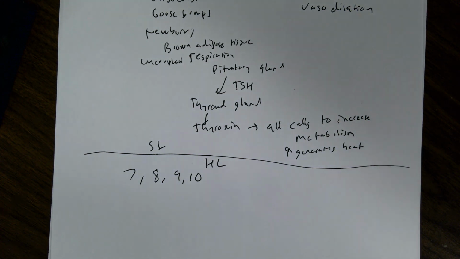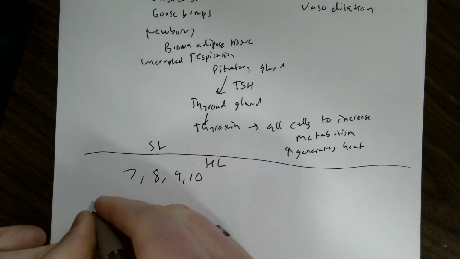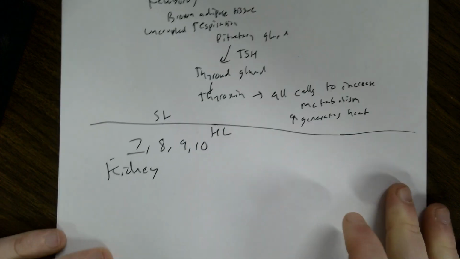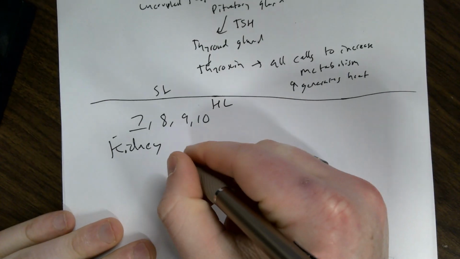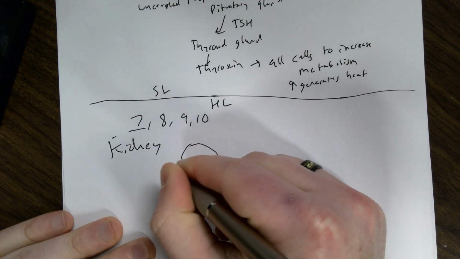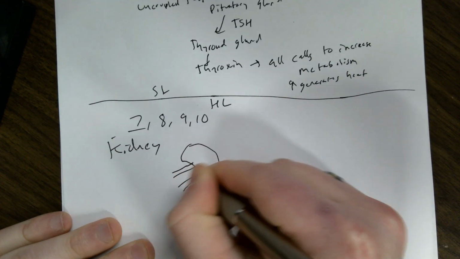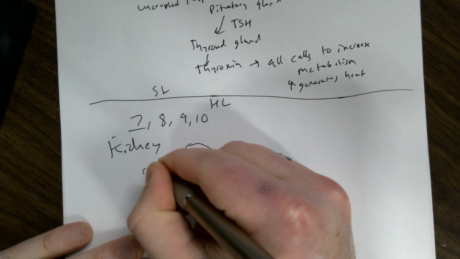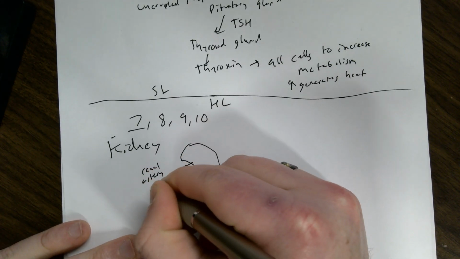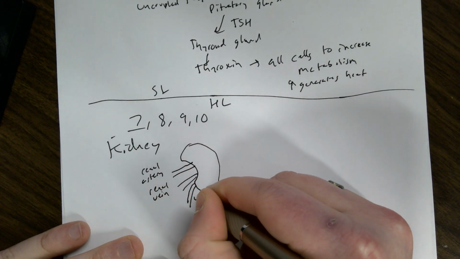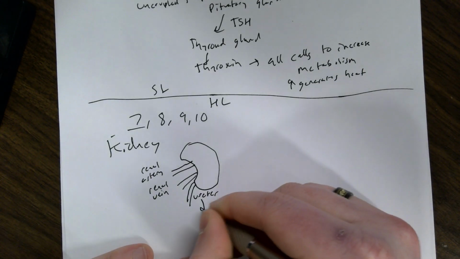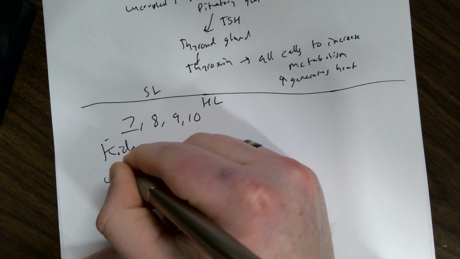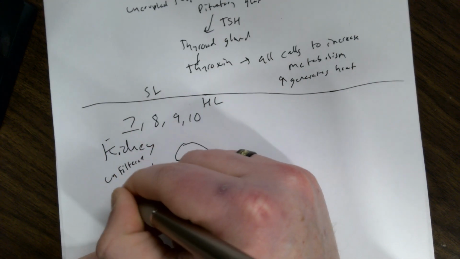The first one, standard 7, is just an overview of what the kidney does. So we're going to start with standard 7, kidney. So the kidney looks like a kidney bean. It has blood in, blood out, and then junk out. So you have the renal artery, the renal vein, and the ureter. And so this is going to be waste. And then this is unfiltered blood. And then filtered blood.